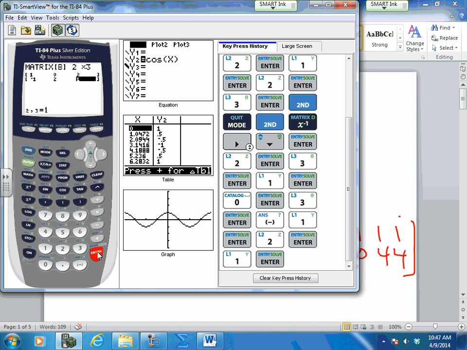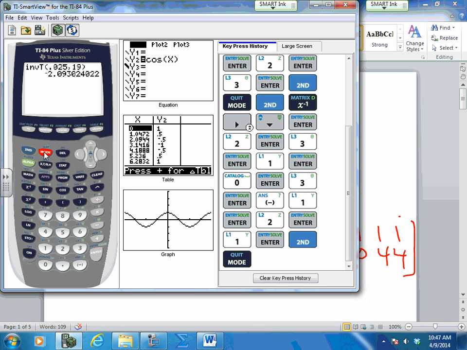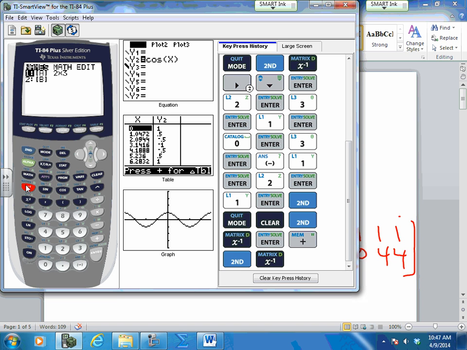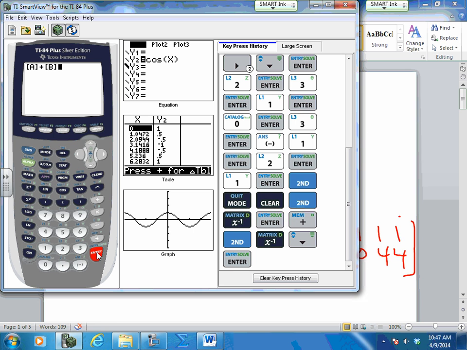Okay, second quit. Now, to do the add, you do it exactly like we wrote it. You're going to say second matrix, click on the A, plus second matrix, go down to the B, click on the B. It's telling it to add matrix A to matrix B. You hit enter. There's your matrix.